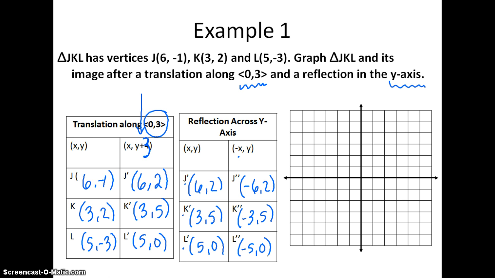Now what I'm going to graph is my original figure and my resulting figure after both transformations. That's why I have a double prime here, because it shows that I've done 2 transformations. This first prime symbol just shows that I did 1 transformation. So I'm going to graph my original figure, 6, -1. There's my J, my K is 3, 2, and L is 5, -3.